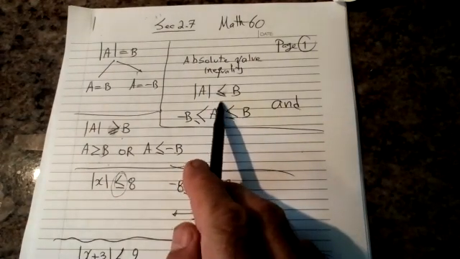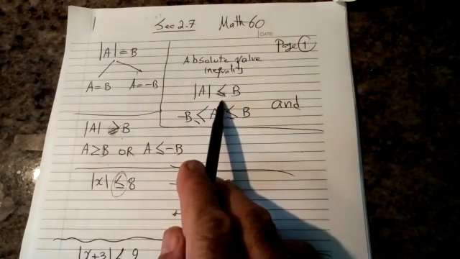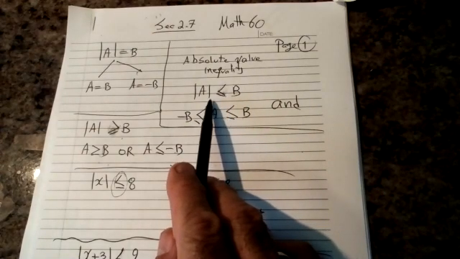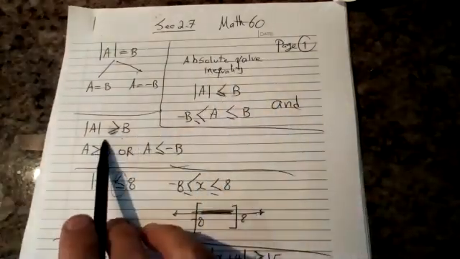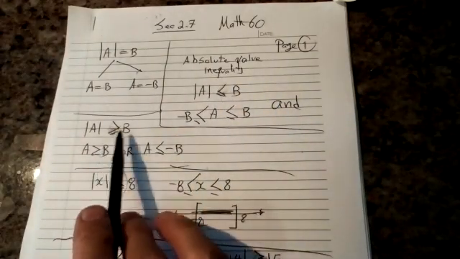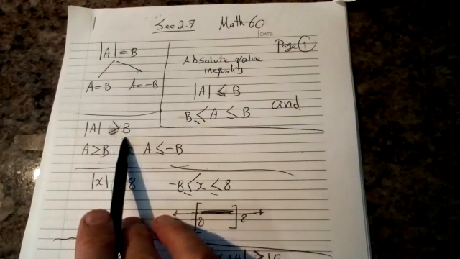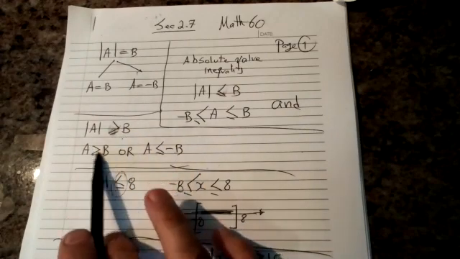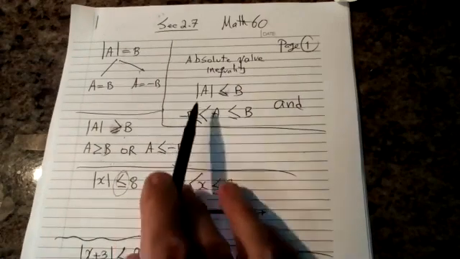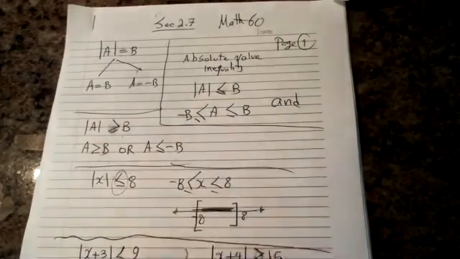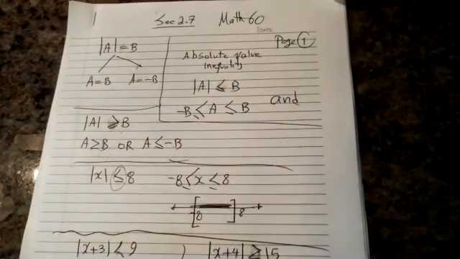If the absolute value has a less-than sign, like in this case, absolute value is less than b, then we use this formula. If the absolute value has a greater-than sign, then we are using these two inequalities. So that's how to do the conversion from the absolute value to just the regular equations. All right.